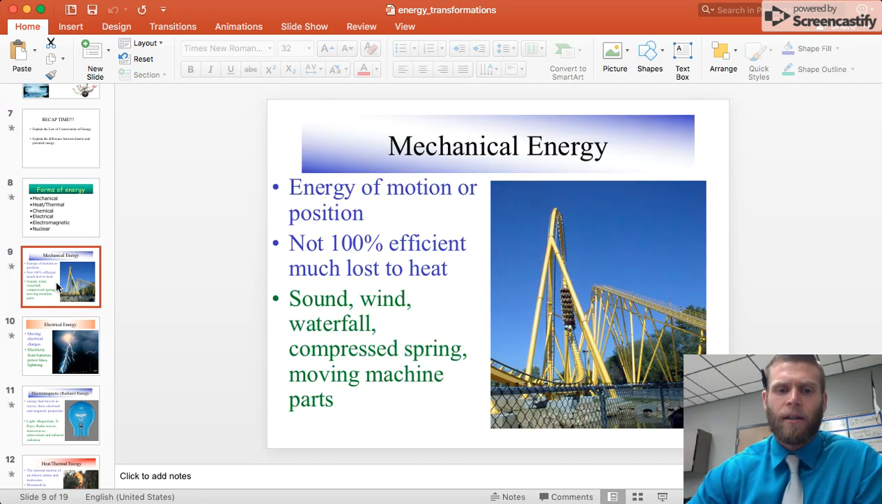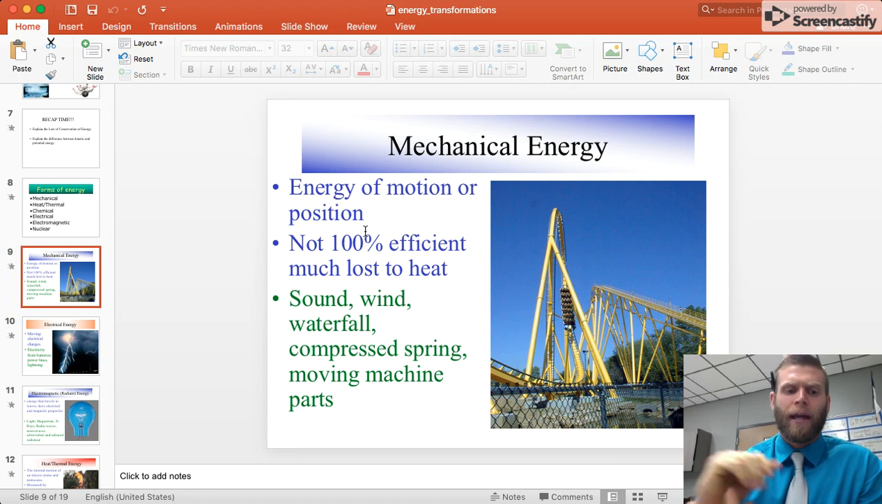So mechanical energy, this is energy of motion or position. It's sound, wind, waterfall, compressed spring, moving machine parts. So mechanical is energy of motion. All right, so there's motion involved, mechanical.